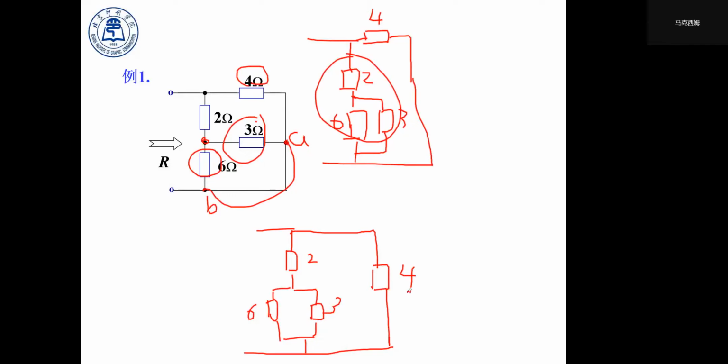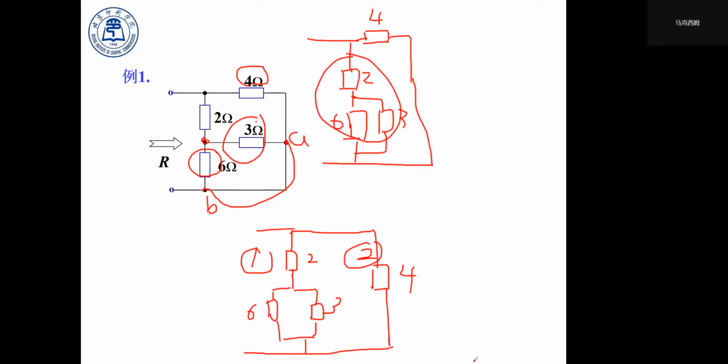Here, the 3 ohm and 6 ohm resistors are in parallel, and together they are in series connection with this 2 ohm resistor. All these three make up one branch. We can call it branch 1, and this is branch 2. They are in a parallel form.